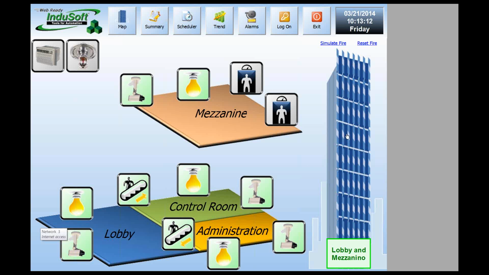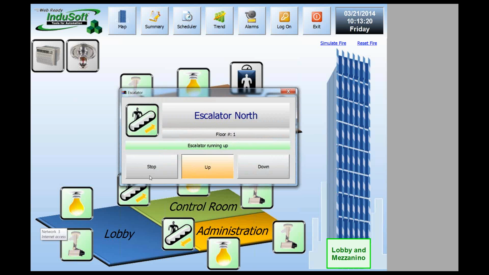There's a map screen which shows you the layout of the building and has the different objects which you can click on and control. For instance, if you wanted to stop the escalator running for security purposes, or maybe the floor is wet or something, you want to prevent the automatic escalator from working.